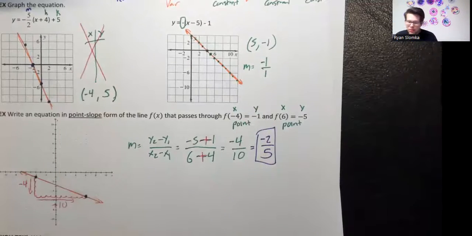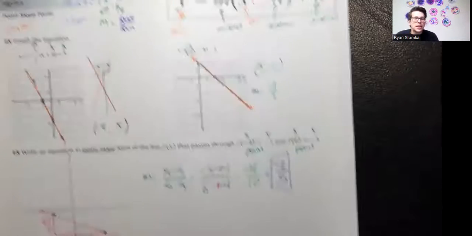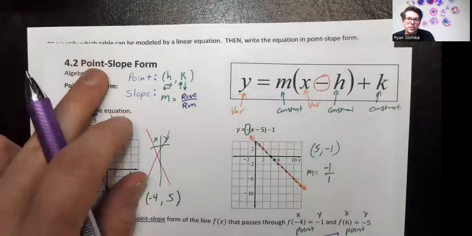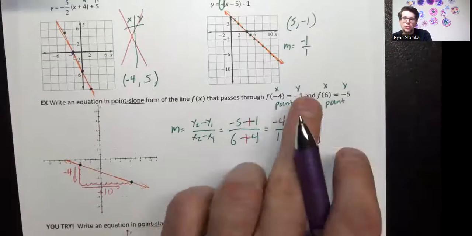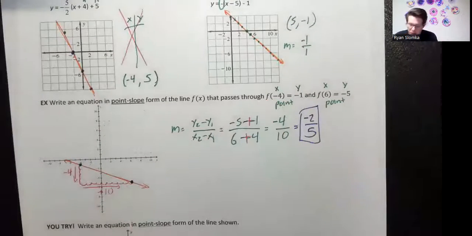Okay, so now the part that some people get a little stressed about is that they know that they need 1 point, but in this problem, I actually gave you 2 points. And so they get confused as to which one would be best. And to be honest with you, I don't really care. So you can pick whatever one you want.